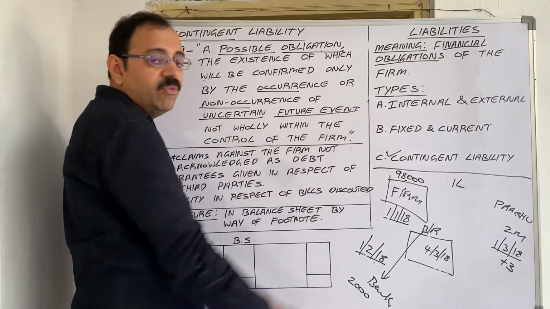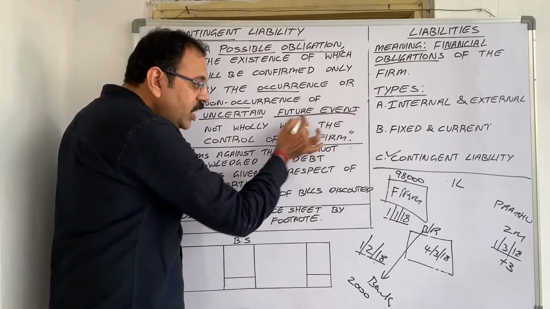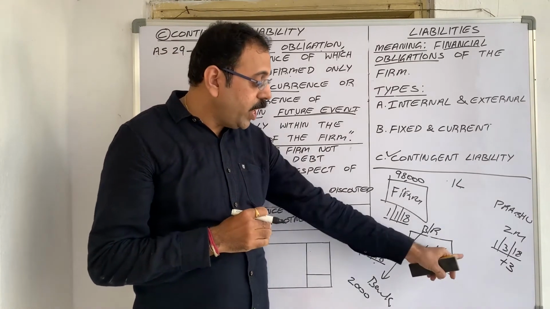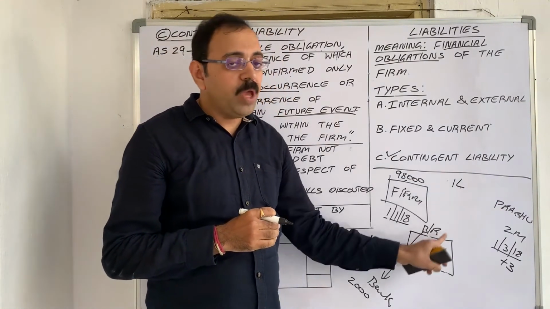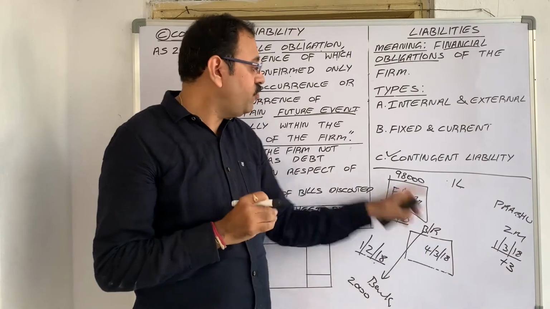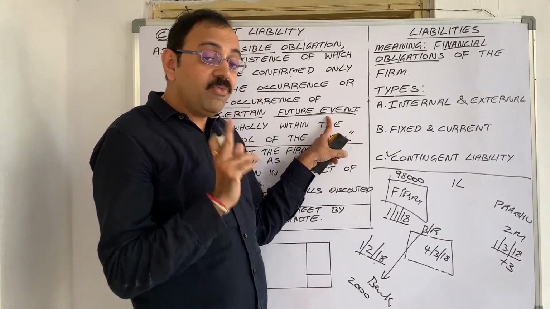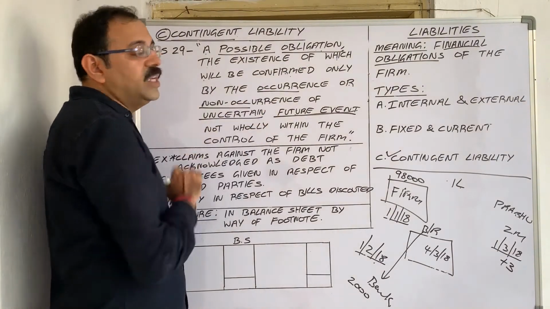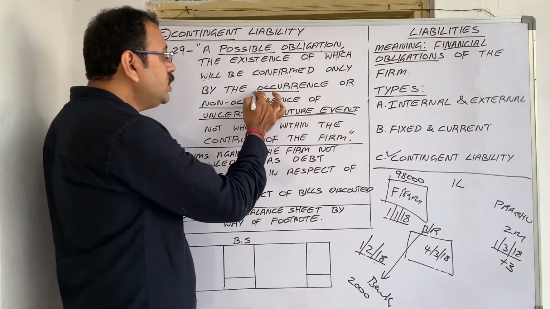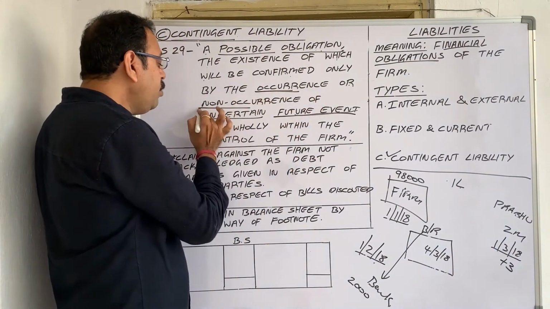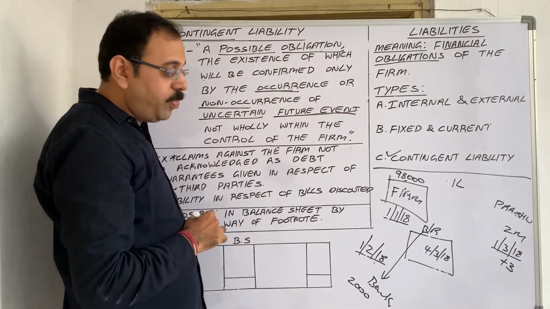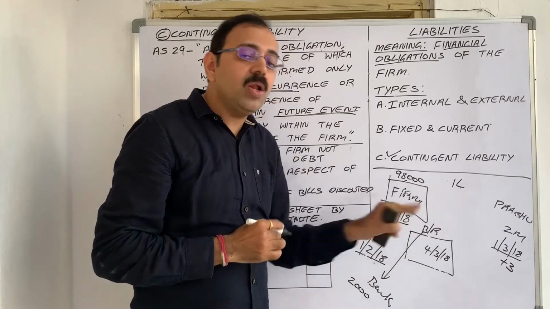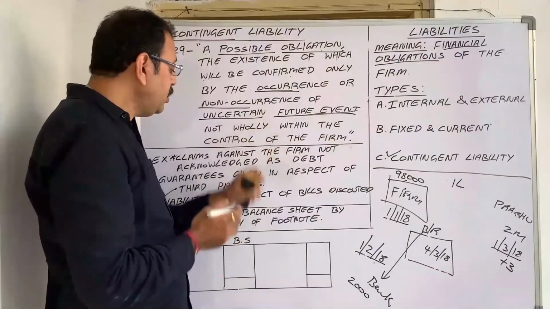Possible obligation, the existence of which will be confirmed only by the occurrence or non-occurrence of uncertain future event. What is the future event here? Honoring the bill. On the due date, Prabhu has to pay the bill amount. That is the future event. That future event is uncertain. Why? Because it may occur, it may not occur. Prabhu may honor the bill or Prabhu may dishonor the bill. See the continuation.